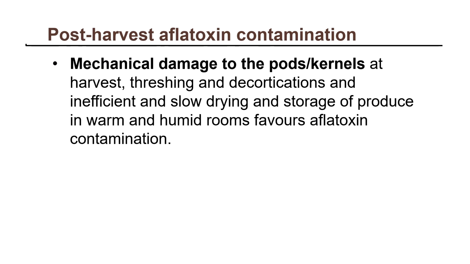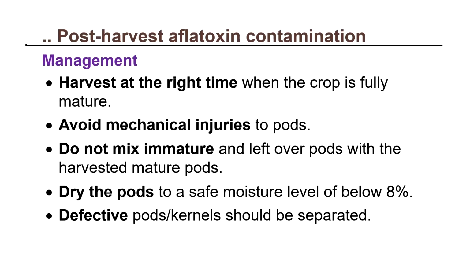Post-harvest aflatoxin contamination. After harvest, mechanical damage to the pods or kernels at harvest or threshing and decortication, and inefficient and slow drying and storage of produce in warm and humid rooms favor aflatoxin contamination. So, these are the conditions or mechanisms by which post-harvest contamination can happen. So, how to manage this post-harvest aflatoxin contamination?